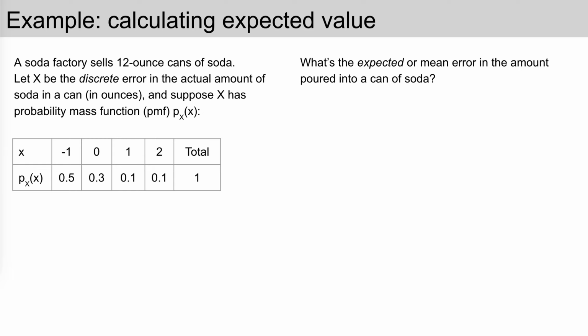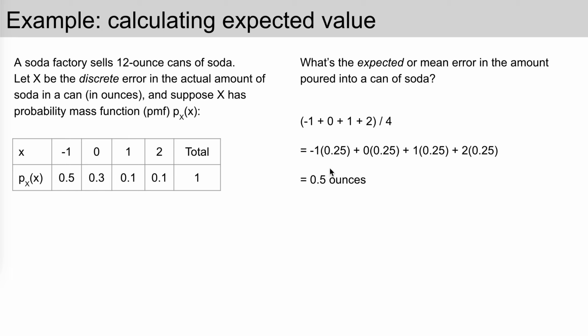So taking this into account, how much error can we expect there to be in a can of soda? Or what's the average error? A first attempt at calculating the average value of x might be to simply add up the possible outcomes of x. That is, we can add up -1, 0, 1, and 2 and divide by 4. Equivalently, we can give an equal weight of 0.25 to each of these possible outcomes. The result of this calculation would be an average error of 0.5 ounces, a positive amount.